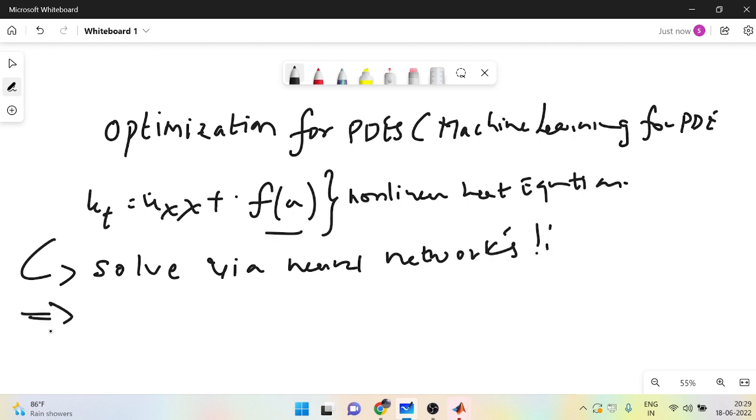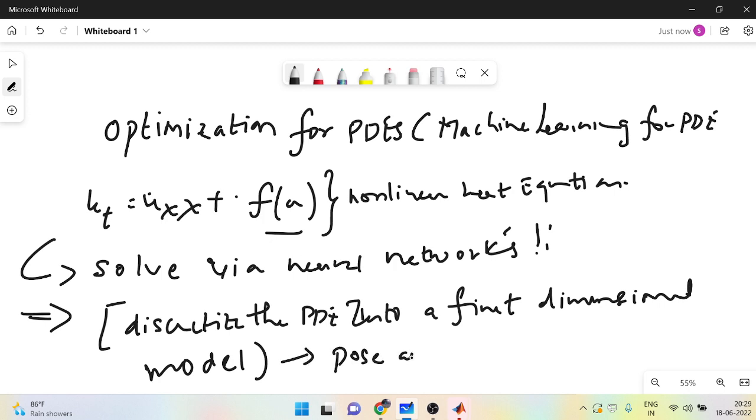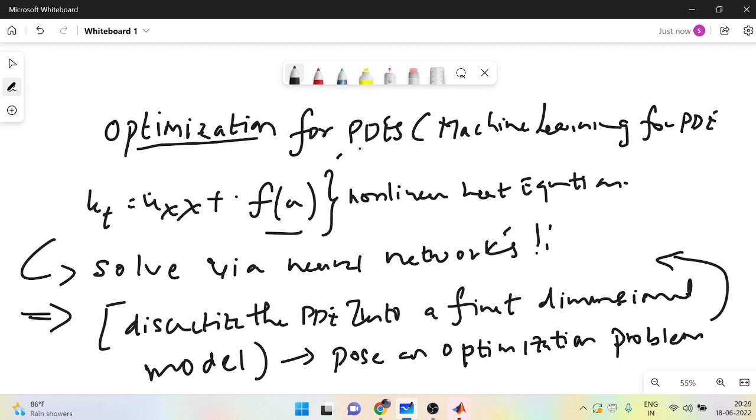So the first thing that most people usually do is discretize the partial differential equation into a finite dimensional model, and then pose an optimization problem such that it solves your heat equation. So right now we are going to do optimization for PDEs.